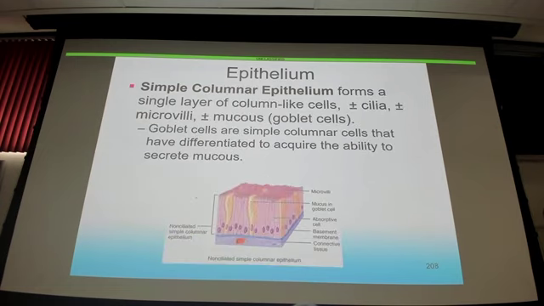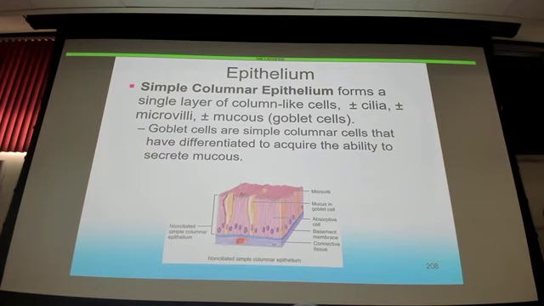When you look at simple columnar, one of the things you're going to find is there are variations of simple columnar cells. So you have one layer of columnar cells, and depending on the area, they will have microvilli, sometimes on their apical surface. Other times they'll have cilia. Cilia is just a longer microvilli, it's just a little longer. You'll have these yellow-looking cells here. These are called goblet cells.